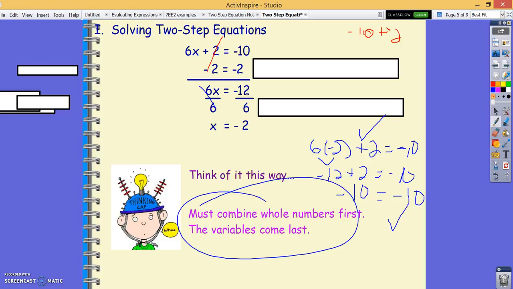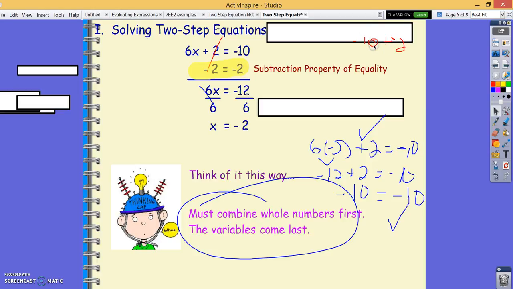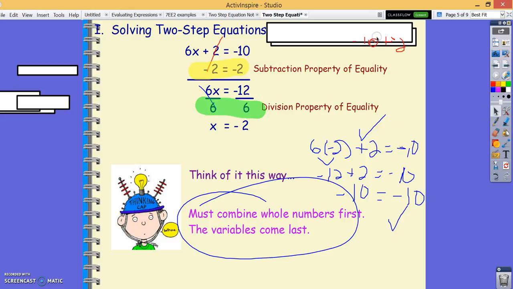Okay, one more thing I want to point out is the properties of equality that we used from our previous video a couple days ago. The property of equality that we used right here, we had subtracted 2 from both sides, so that is the subtraction property of equality. As long as I subtract the same number from both sides, it's going to stay equal. Now right here, you can see that I had divided both sides by 6. And so that is the division property of equality. Okay, on to our next problem.